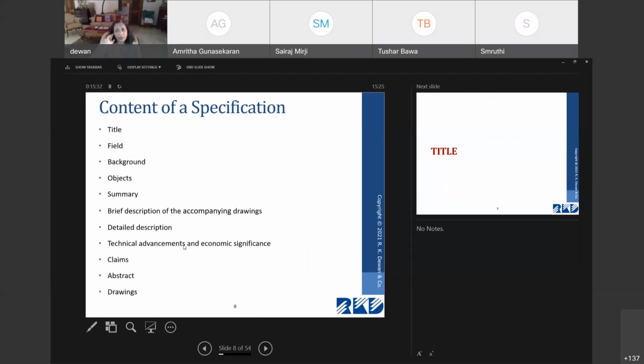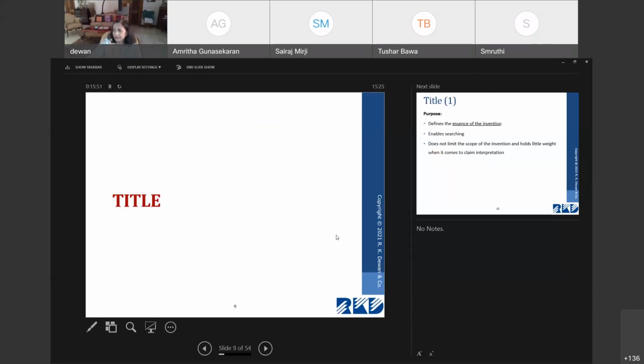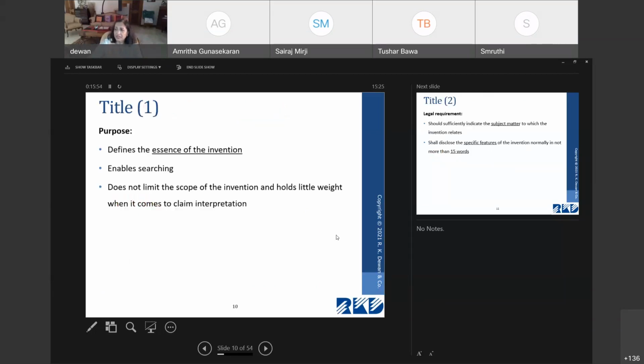Now what we'll do is take each one of these parts of the contents of the specification, each item, and see what is to be done in each, and what is the basis. Why do we do it? Or why is it required? What purpose does it serve? So of course, the first one is title. The title will define the essence of the invention. It enables searching.